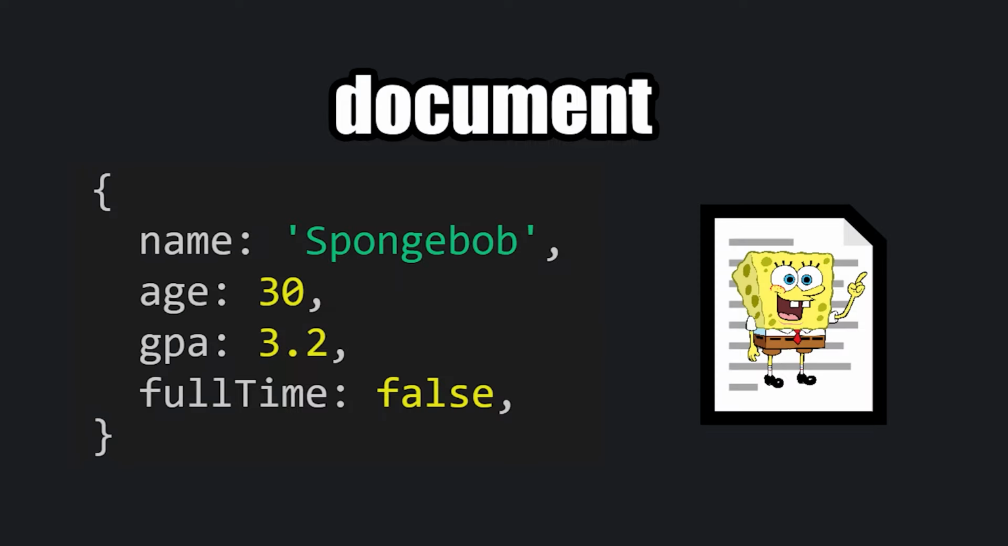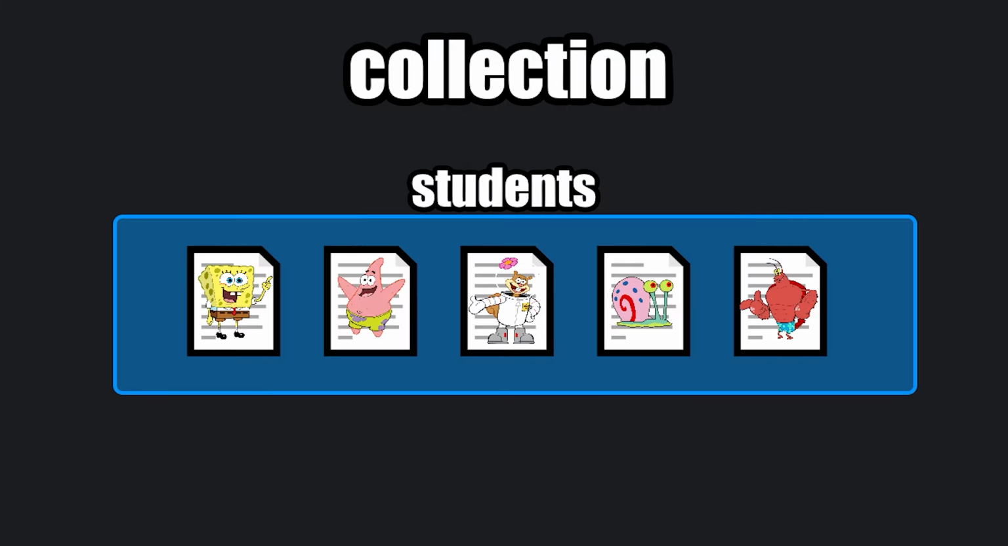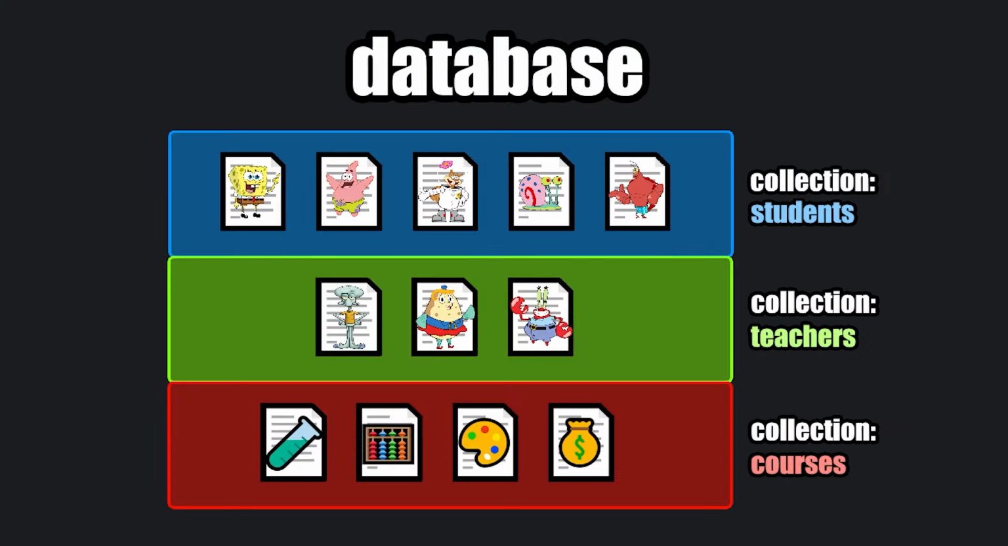This is how our NoSQL database is arranged. We have a document. A document is a group of field value pairs to represent an object. A collection is a group of one or more documents. And a database is a group of one or more collections. This makes working with and scaling our database really, really easy.